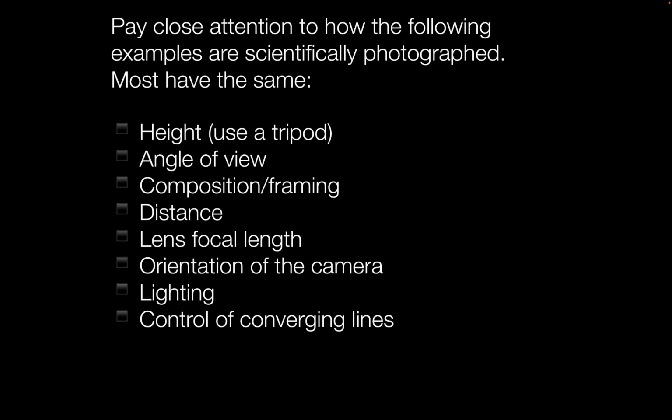So try to keep the height of your camera in relation to whatever subject you're photographing consistent, as well as the angle of view, so keeping it always pointed down or always pointed straight at it or up or whatnot. Your composition and framing, or your space around your subject. Your distance from you to the subject can really either distort or flatten things. Your focal length can have different effects on how you view things as well.